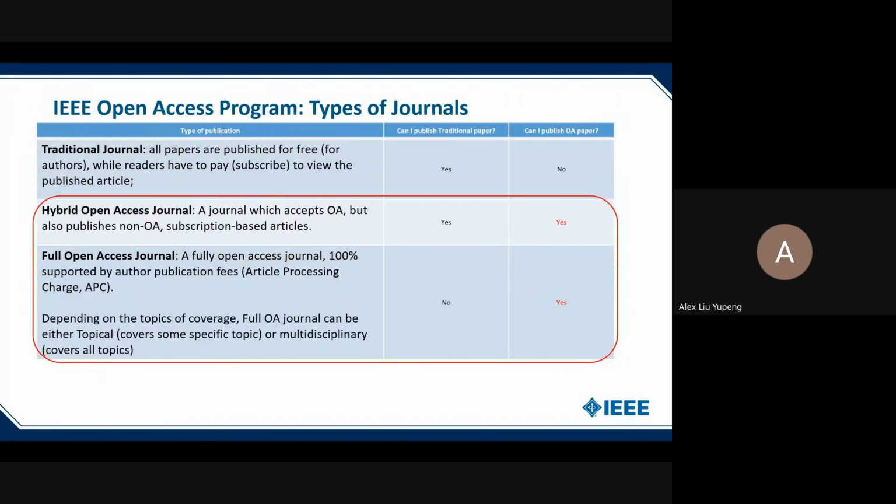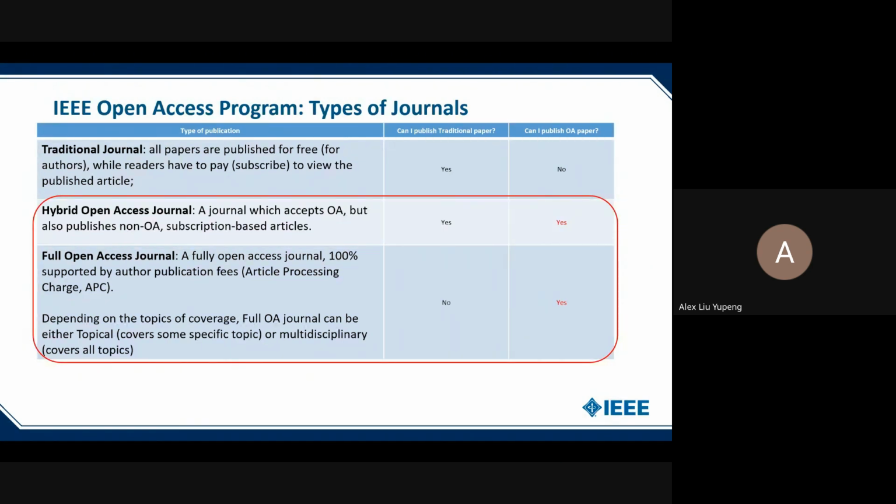You can decide after your paper is accepted whether you publish traditional or open access. It's like your hybrid cars, right? You can decide whether to use battery or petrol. Now, one of the commonly asked questions is, how much does it cost to publish with IEEE?